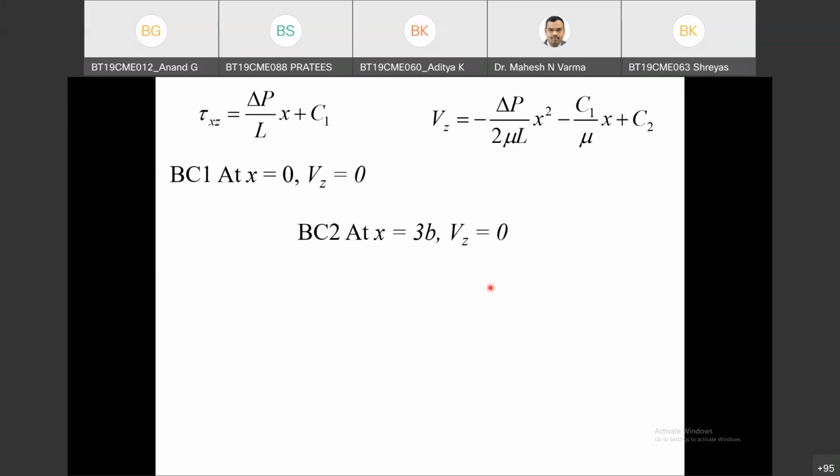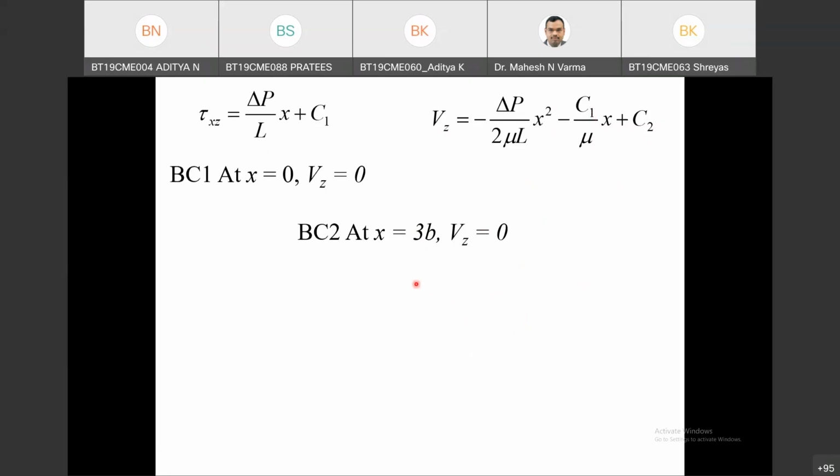Anybody got this C1 and C2? C2 is 0, sir. C2 equals 0. Yes, at x equals 0, Vz is 0, so C2 equals 0. So again, it will be very easy actually.